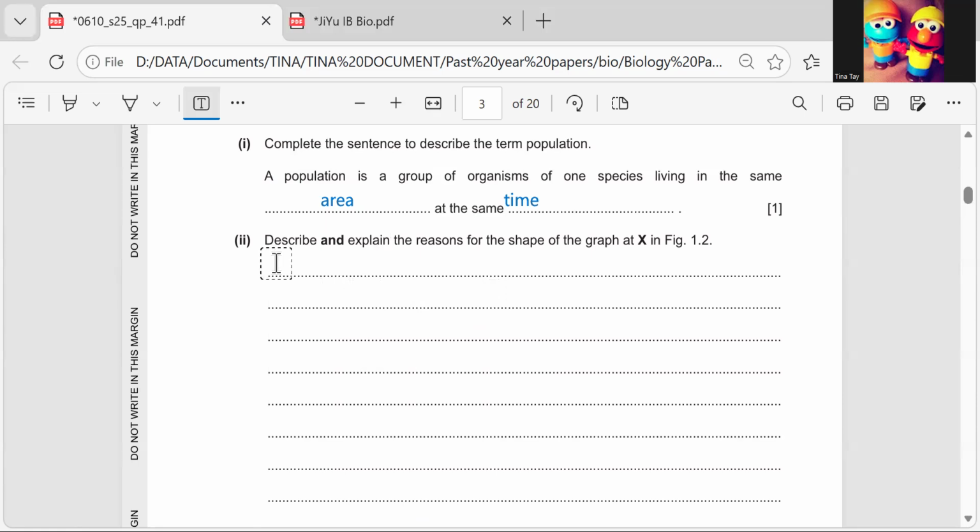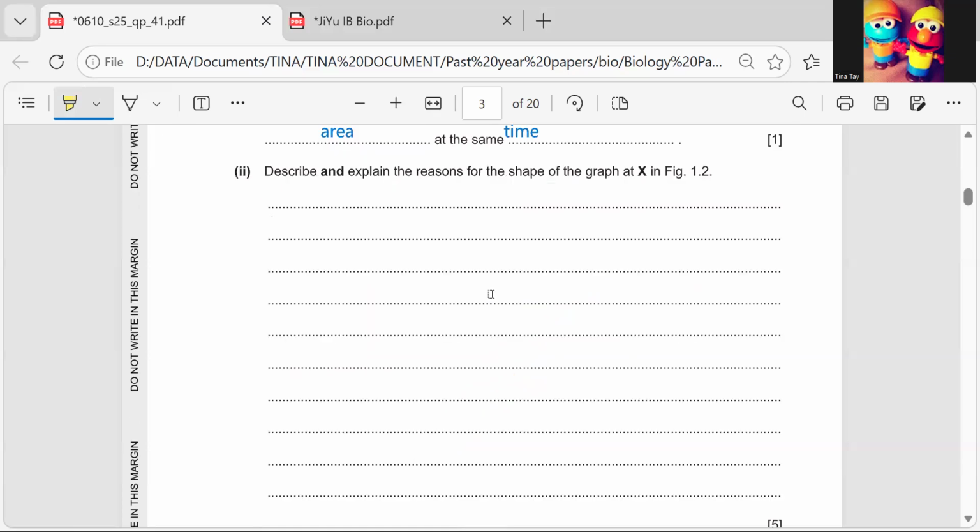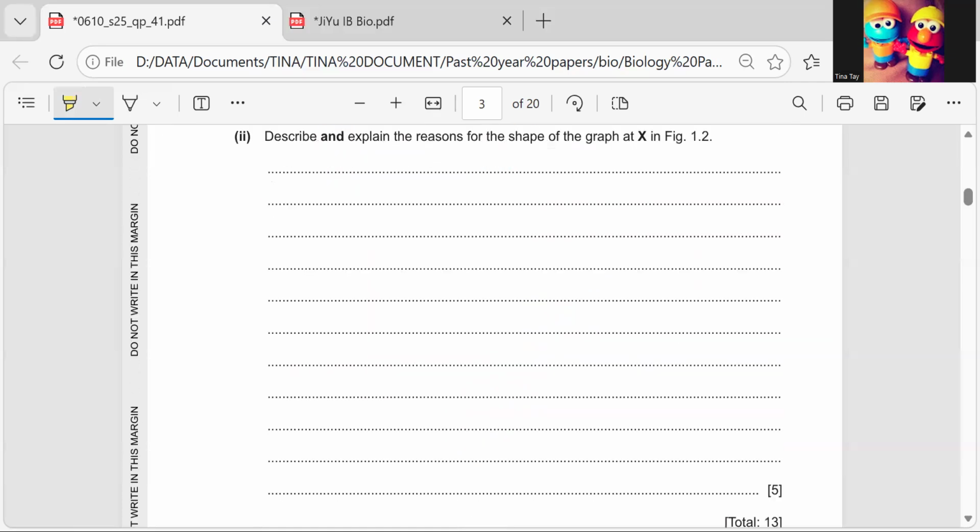Describe and explain the reason for the shape of the graph at X. So it's a 5-mark question. What is X? What part is X here? This is called the log phase, exponential growth. So why? There are no limiting factors. So you must explain what the limiting factors are. So there's abundance of food, there's abundance of space, there's no toxins, there's no predators, anything that gives you 5 marks. Okay?